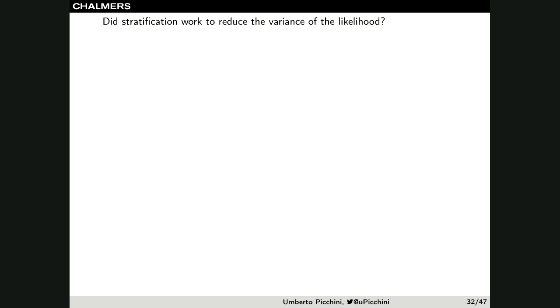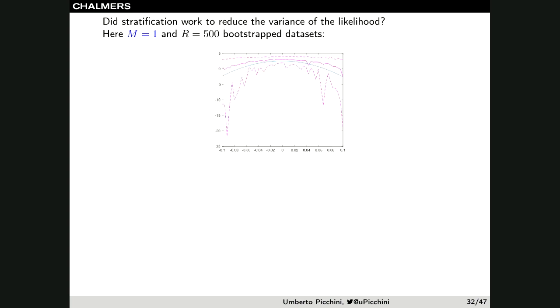Now, this will have consequences. Let's see if it worked using this approach in the approximation of the ABC likelihood. So we have the ABC likelihood approximated for different values of theta. M equal to 1, 500 bootstrap datasets, and stratification. So this is what happens.